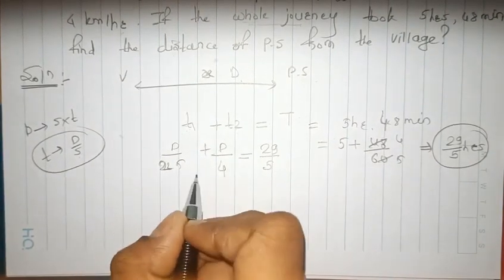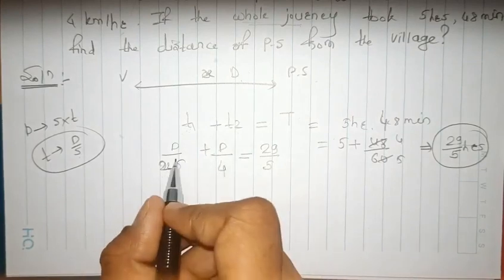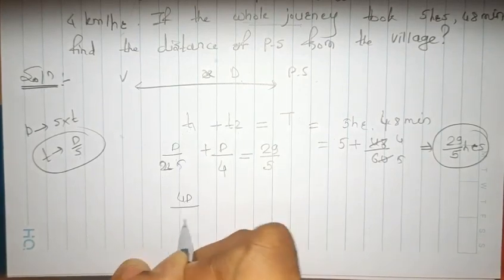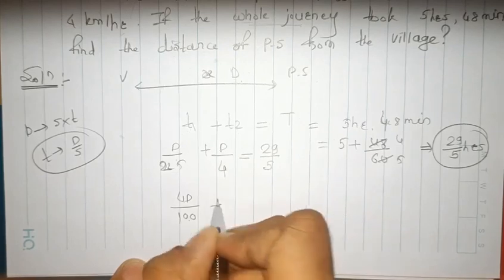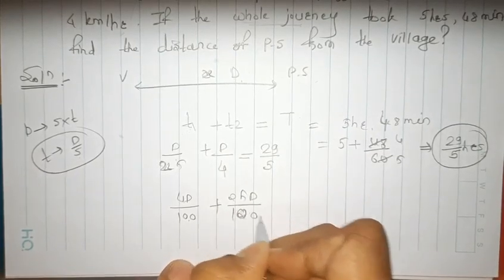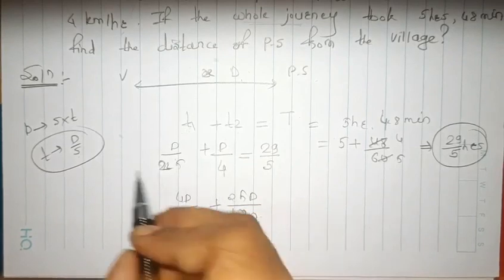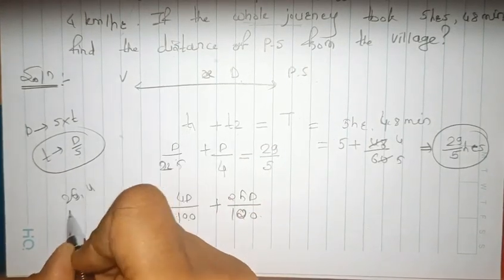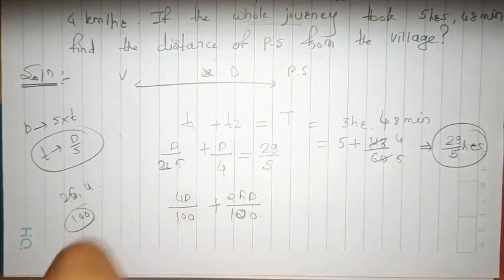So, multiplying this with 25 and this with 4. So 4D upon 100, 25D upon 100. Why? It is the LCM of 25 and 4. What is the LCM of 25 and 4? 25 fours are 100.